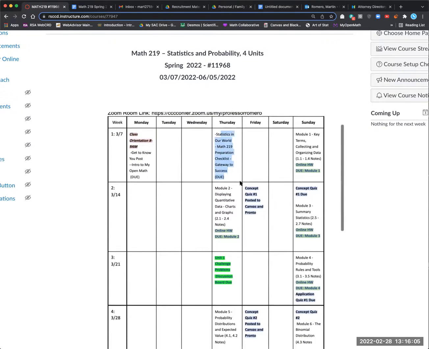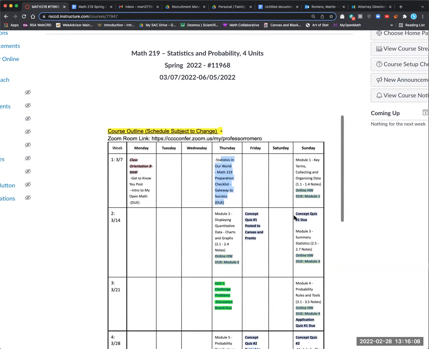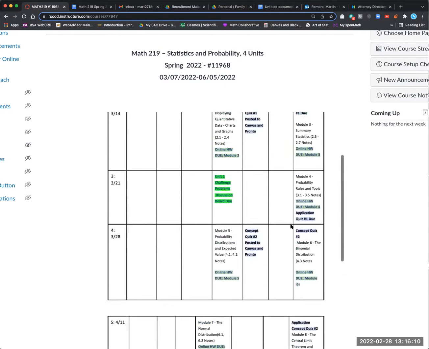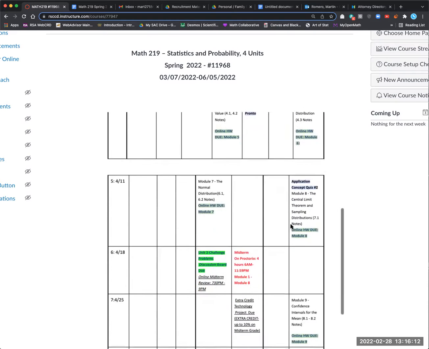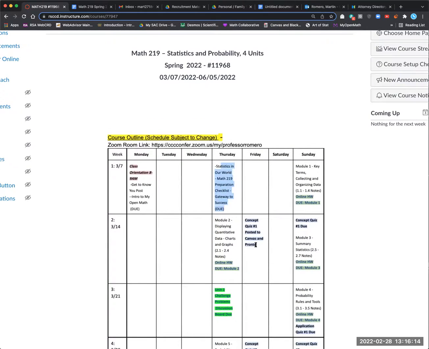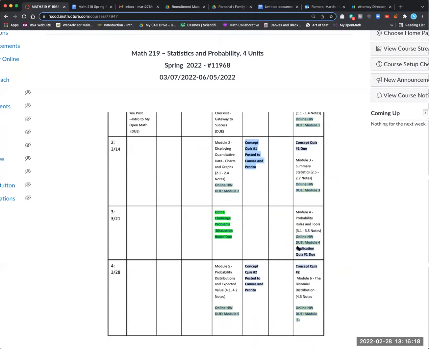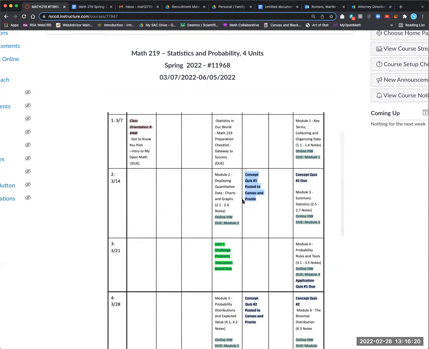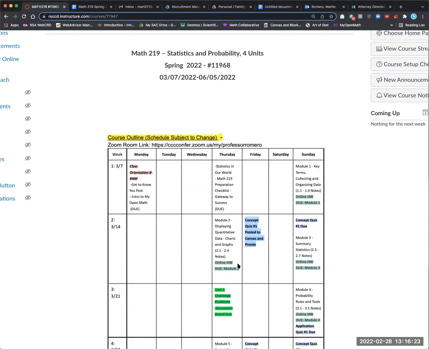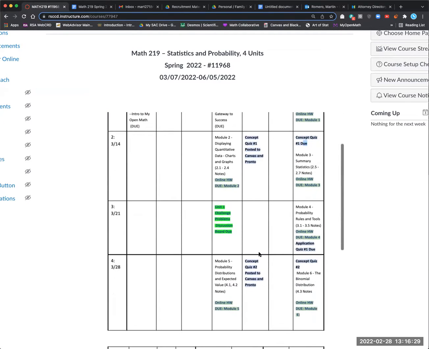I try to keep everything consistent, so things are due on Thursdays and Sunday nights, so you can balance that out. I also have here what we call concept quizzes and application quizzes due dates, where I will post the concept quiz Thursday night or Friday morning, and then you have a few days to review, share, and then submit. We'll talk more about that after.